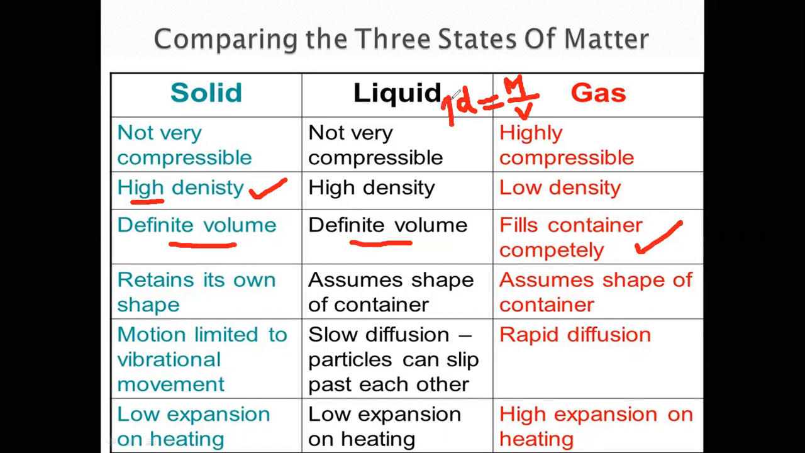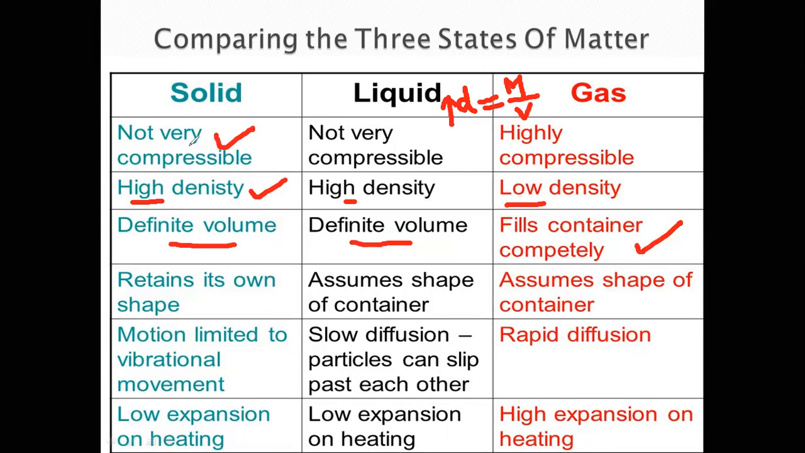In case of liquid, density is also high, not as high as in case of solid, but yes, it is also high here. In case of gas, density is very low. Why so? Because volume is very large in case of gas. Next, we will be looking at compressibility.